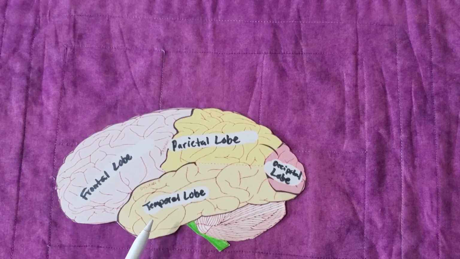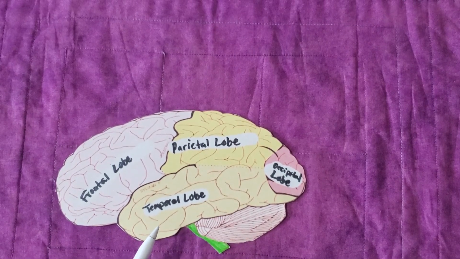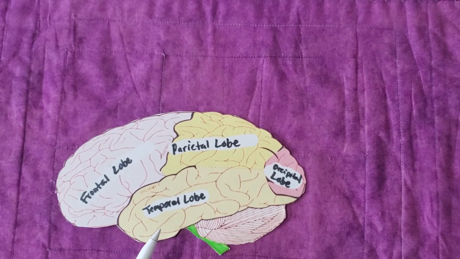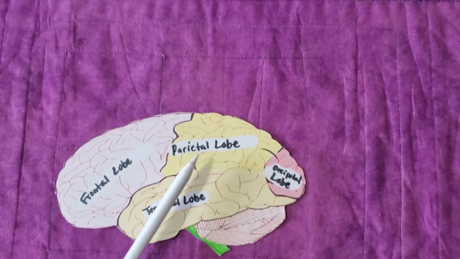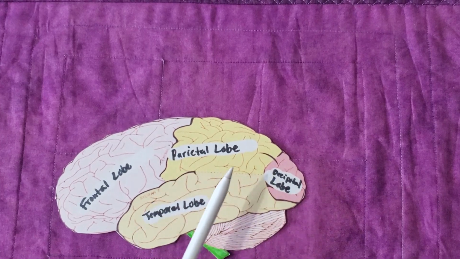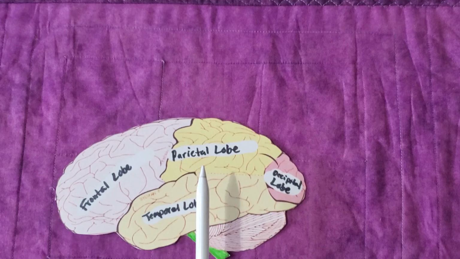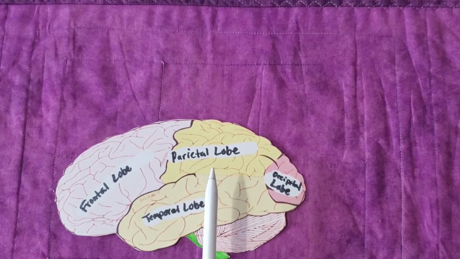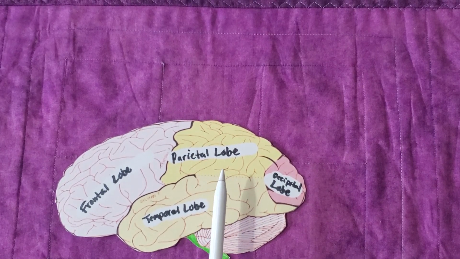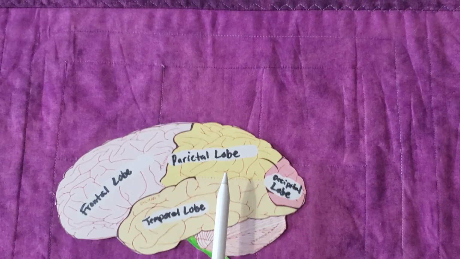Remember, each hemisphere controls the opposite side of the body, so the left temporal lobe processes sounds heard through my right ear. The parietal lobe receives and processes your sense of touch and body position. The parietal lobes are important for processing sensory information. They're involved in attention and the representation of the space around us.